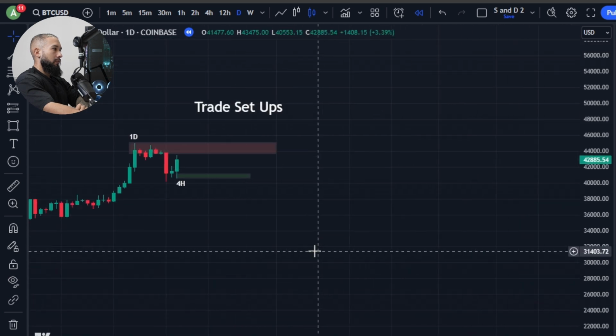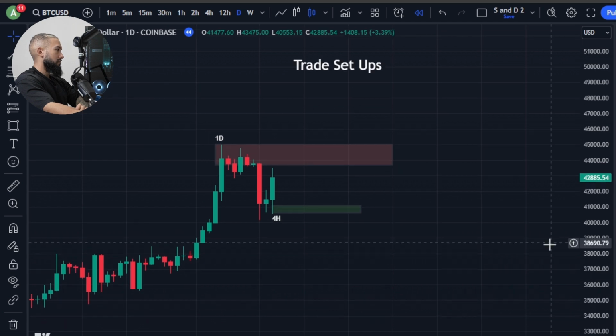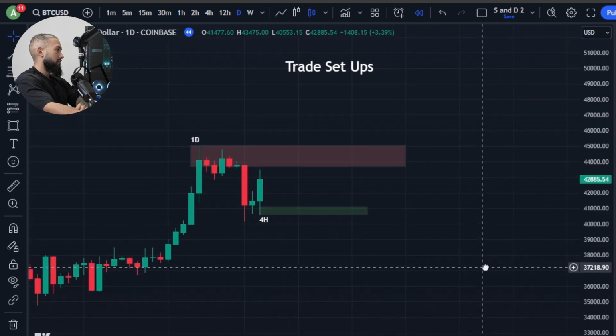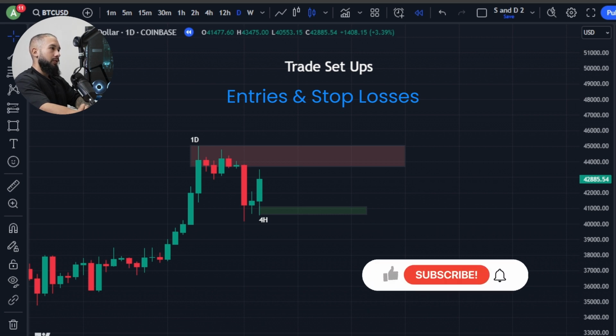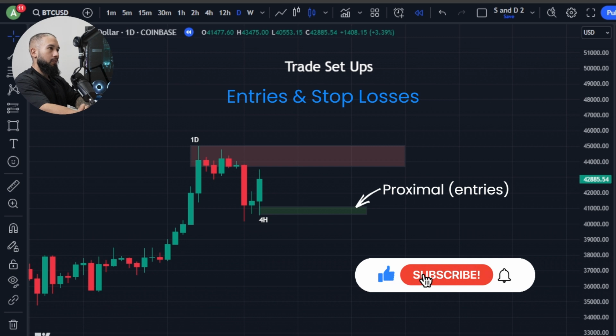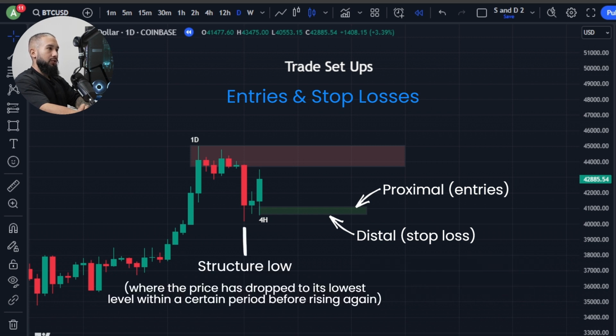All right, now we're going to go back to our supply and demand zone. When it comes to a supply and demand trading strategy, the majority of traders will put their entries at the proximal line and they put their stop loss at the distal line. Additionally, for choosing where to put your stop loss in the demand zone, some traders like to put it a little lower than the previous structure low to have a little extra breathing room.